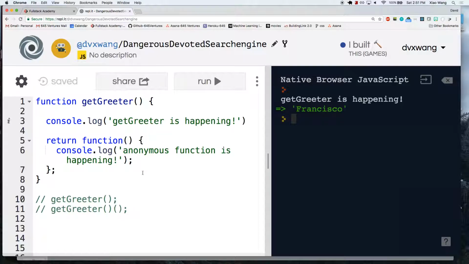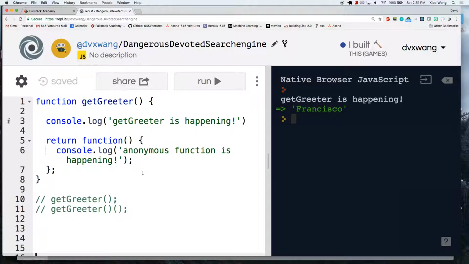Get greeter is happening. What is the return? You're asking me what line 10 returns? When I run get greeter, on this function up here. Yeah. What does this return? Get greeter is happening. What is the return?